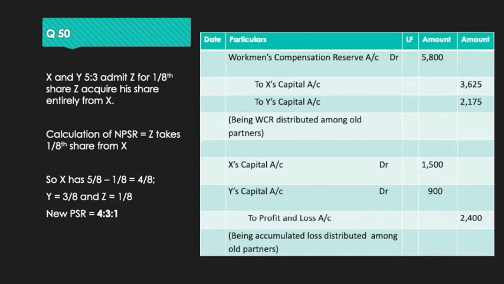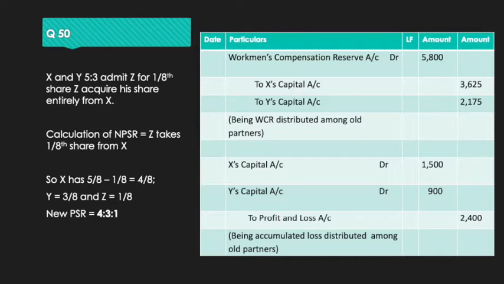Before we do the sum, first we should understand the question very carefully. Over here in the balance sheet you can see in the liability side this workman's compensation reserve, and in the asset side there is the profit and loss account. Whenever these things are there, we should prepare the journal entries for these entries even if the question has not asked. But in this question we are clearly given to pass the journal entries and prepare the necessary account and the balance sheet. So after calculation of the new profit sharing ratio, first let us start with the journal entries.